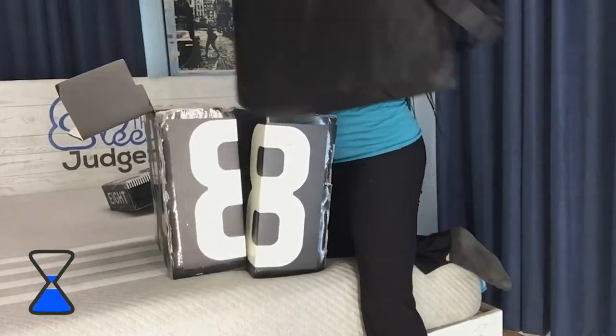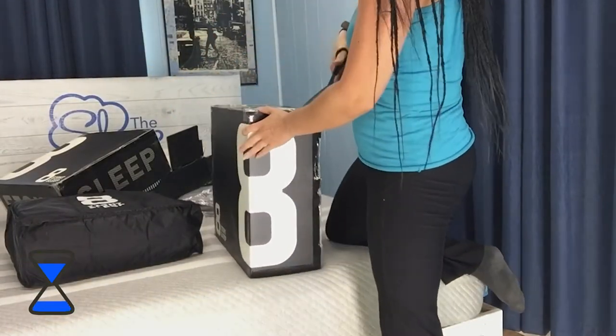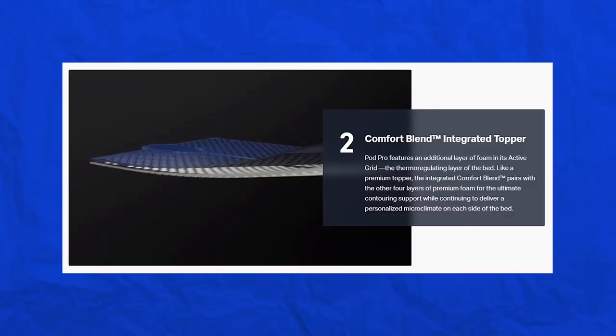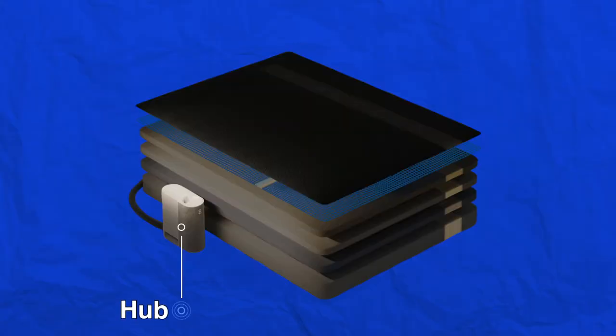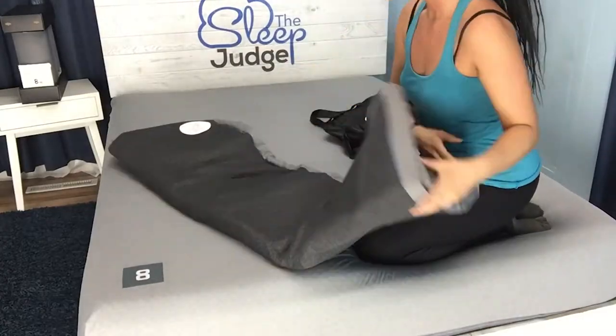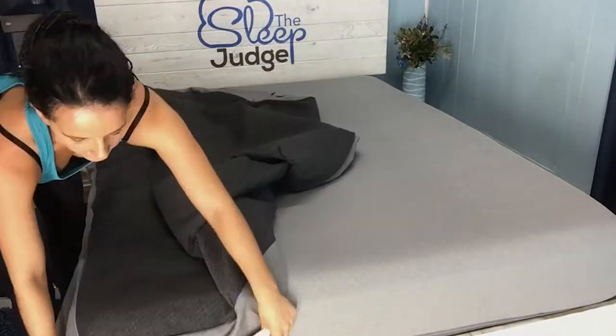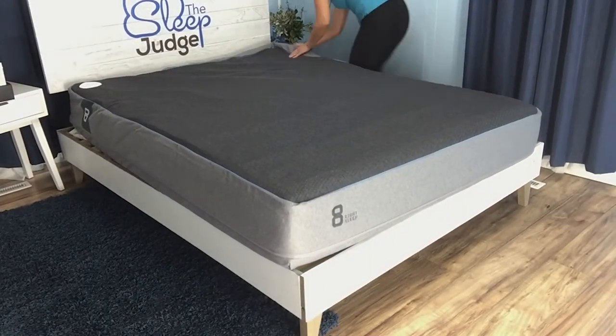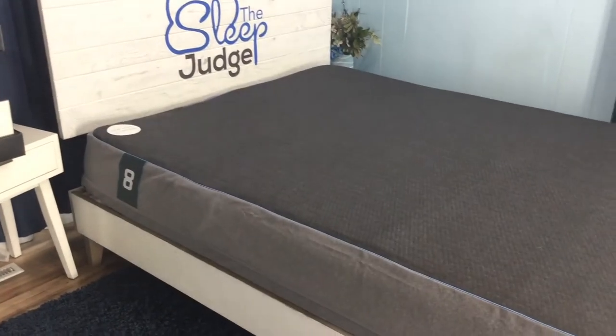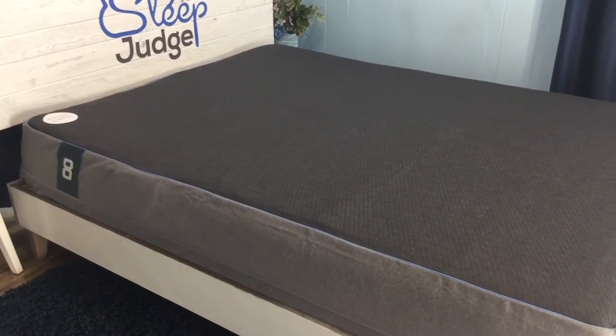Now, if you already have a great mattress but would like the ability to regulate the temperature, today we're taking a look at the 8Pod Thermo Cover Active Grid and Hub. It fits mattresses between 11 and 12 inches thick, allowing you to take control and enjoy the perfect temperature to maximize your sleep experience without having to go out and buy a whole new mattress.